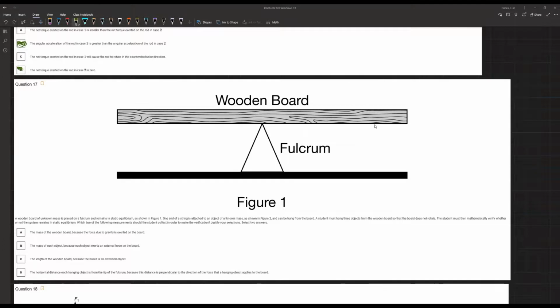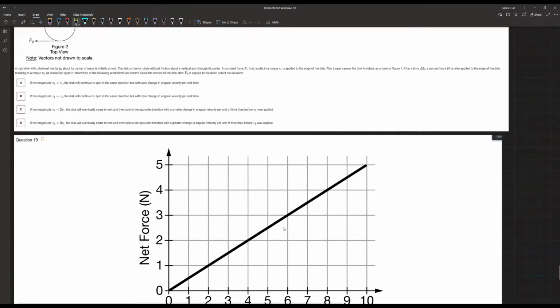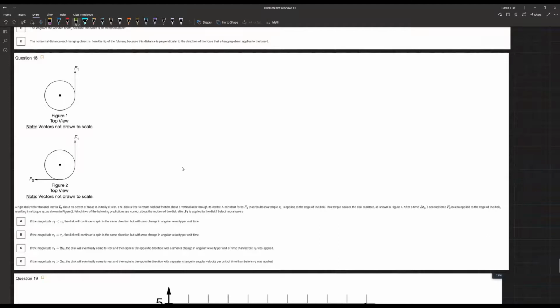Terrible. The question is, which of the following measurements should the student collect in order to make the verification? The students must mathematically verify whether or not the system remains in static equilibrium. Yeah, I think we're going to ignore this question just because we need figure 2. Let's go to this one here.